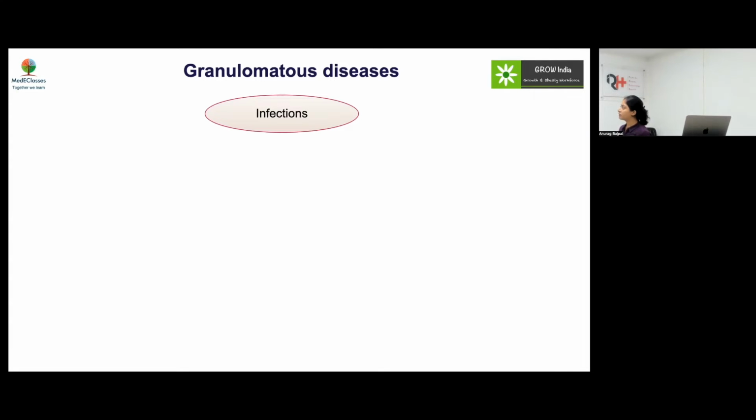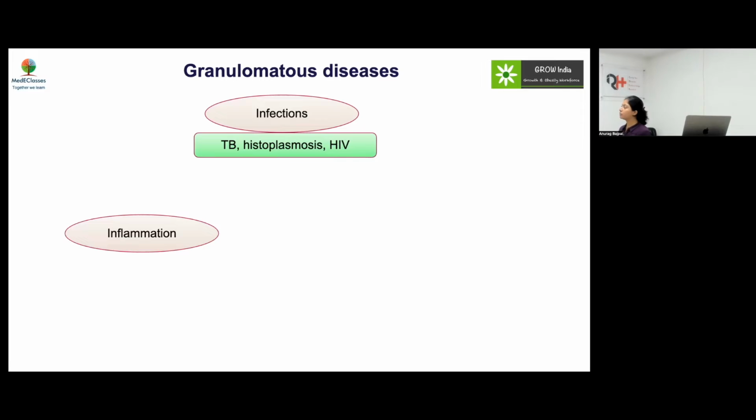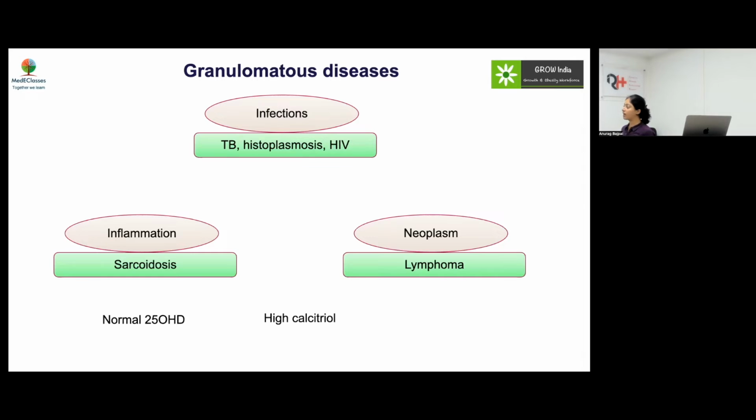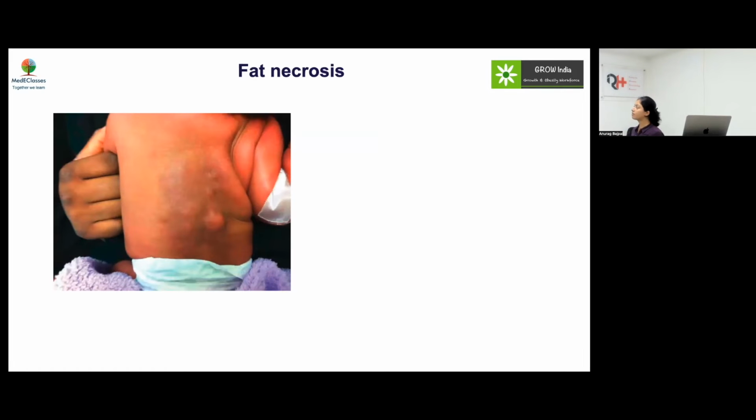Granulomatous diseases could be infections like tuberculosis, histoplasmosis, or HIV. It could be inflammatory conditions like sarcoidosis or neoplasms resulting in lytic lesions, like a lymphoblastic lymphoma. Classically, these children will have normal 25 OHD levels with very high calcitriol levels. And because this is a vitamin D related cause, you expect them to have normal to high phosphorus levels.